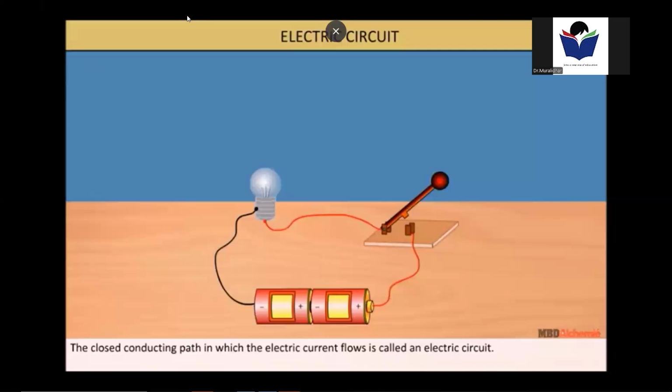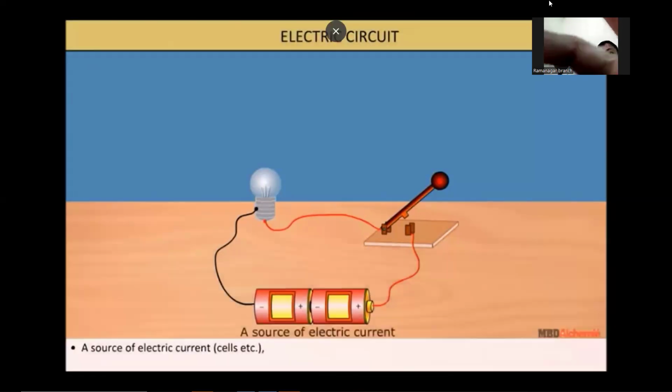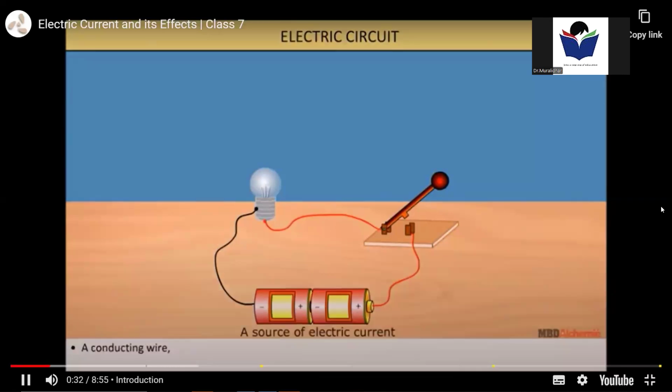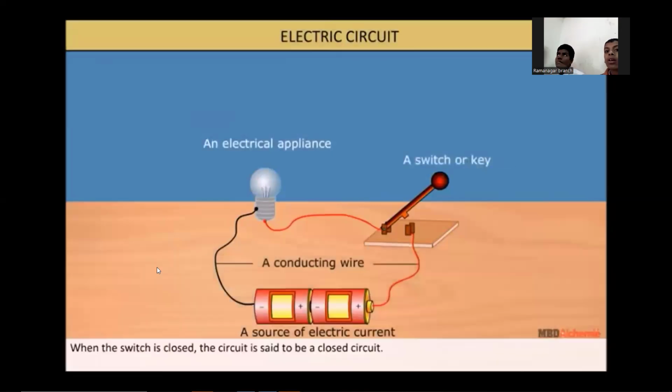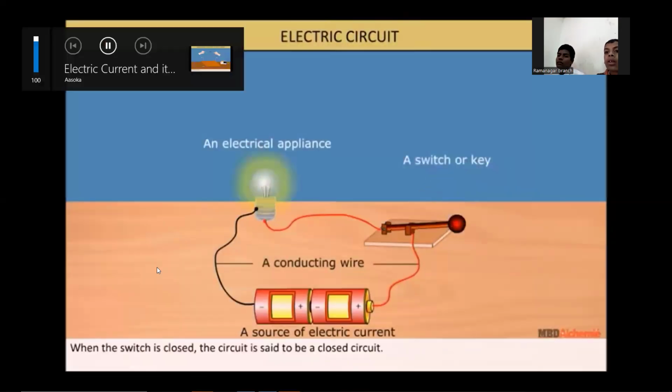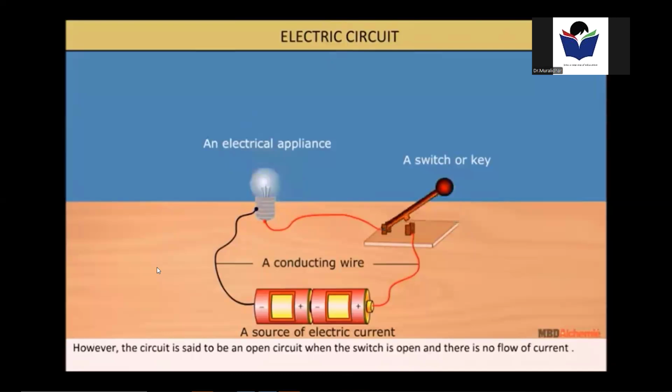Electric circuit. The closed conducting path in which the electric current flows is called an electric circuit. An electric circuit constitutes a source of electric current, cells, etc., a conducting wire, an electrical appliance, bulbs, etc., a switch or key. When the switch is closed, the circuit is said to be a closed circuit. In this condition, current flows and the appliance works. Example, the bulb glows. However, the circuit is said to be an open circuit when the switch is open and there is no flow of current.